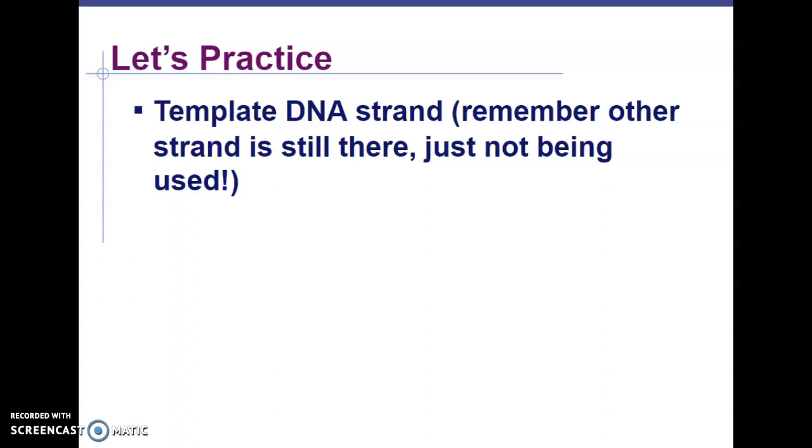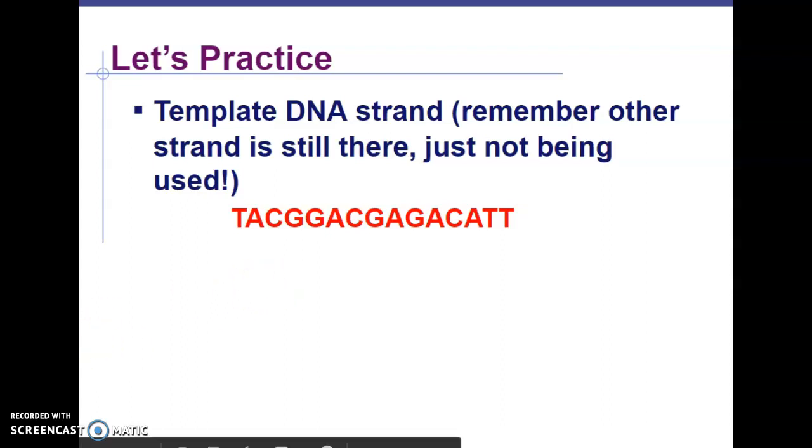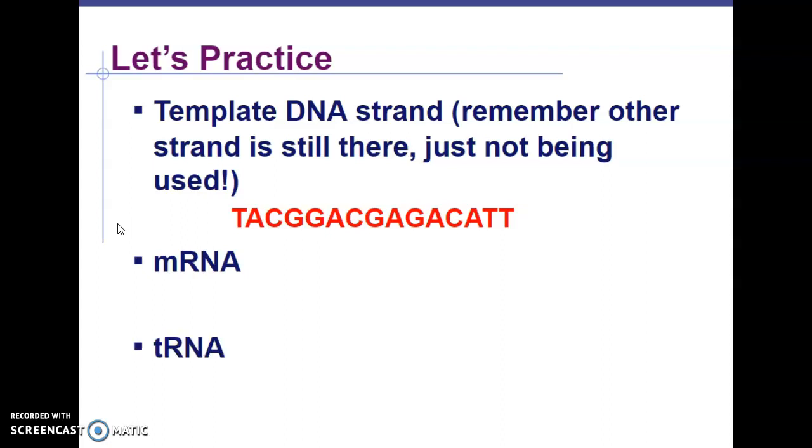All right, so we could practice here. You've got this template, and you may want to actually do this because you're going to have to do this tomorrow in the breakout room. So just copy down this DNA molecule here, and then transcribe it into messenger RNA.